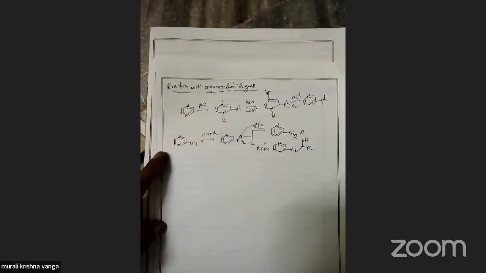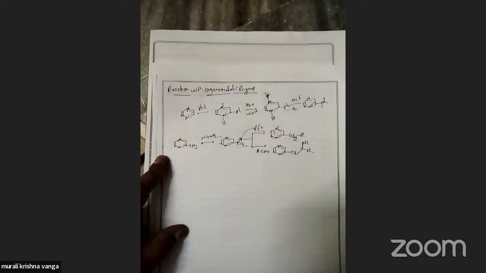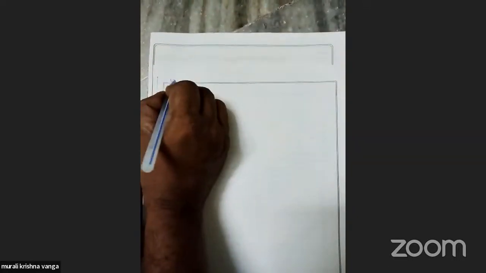So next we are going to discuss unit 14, synthesis of pyrimidine, purine and xanthine bases.